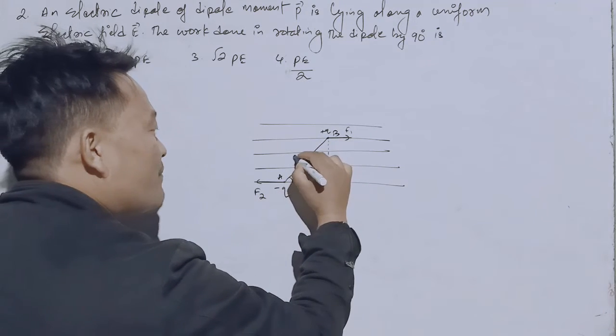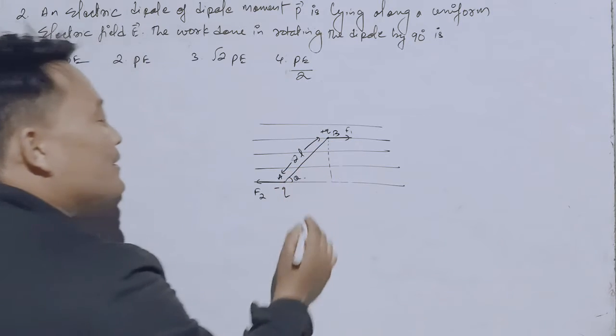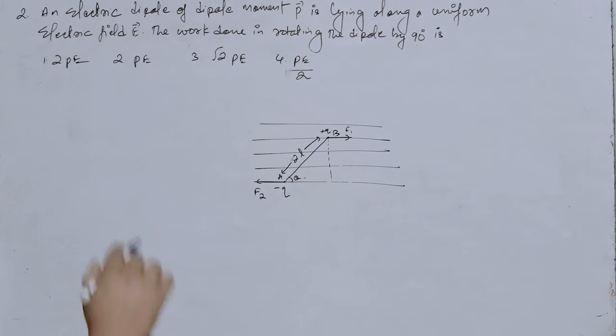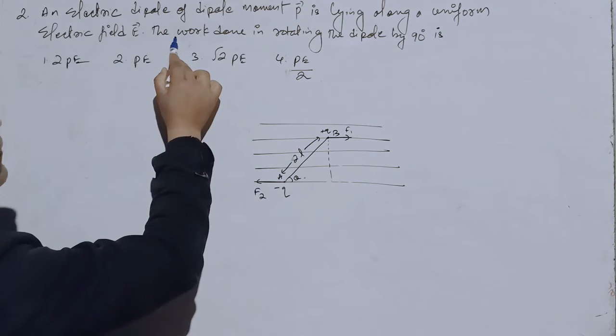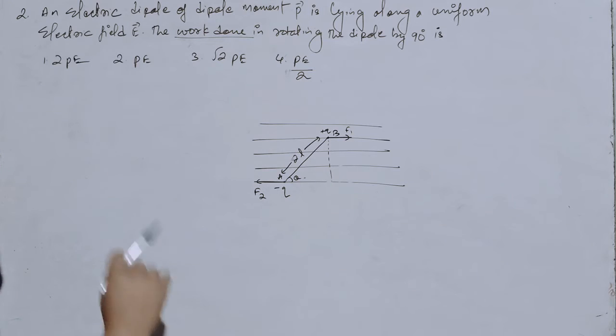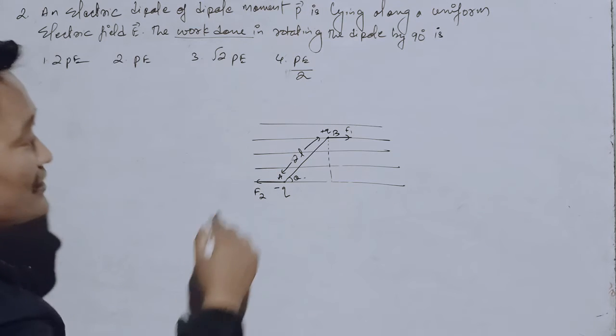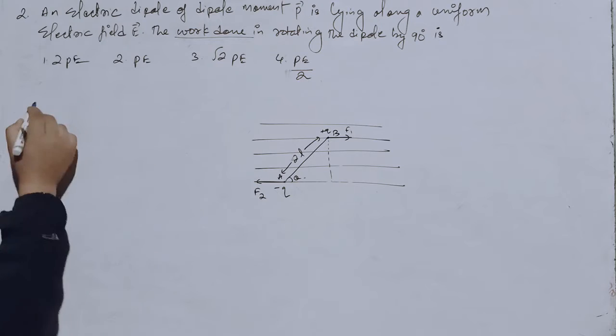The distance between A and B is given by 2L, twice L. Since we have to find the work done, the work done means twisting. The work done by twisting the dipole is given by the torque.